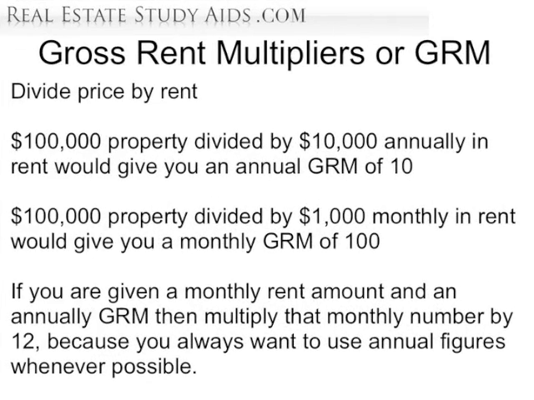Gross rent multipliers, or GRM, are found by dividing the price of the property by its rent. $100,000 property divided by $10,000 annually in rent would give you an annual GRM of 10. $100,000 property divided by $1,000 monthly in rent would give you a monthly GRM of 100. If you are given a monthly rent amount and an annual GRM, then multiply that monthly number by 12, because you always want to use annual figures when possible.